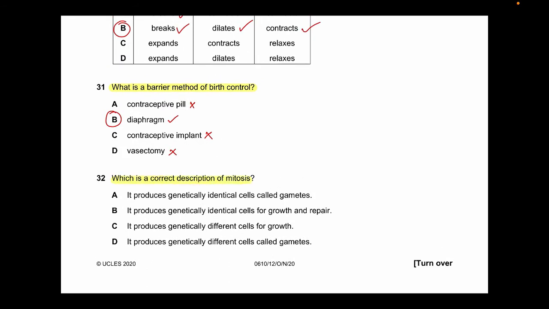Which is a correct description of mitosis? We know that mitosis produces genetically identical cells. So, does it produce genetically identical cells called gametes? No, gametes are not genetically identical. It produces genetically identical cells for growth and repair. Yes. It produces genetically different cells? No, it does not produce genetically different cells. Option B is correct.